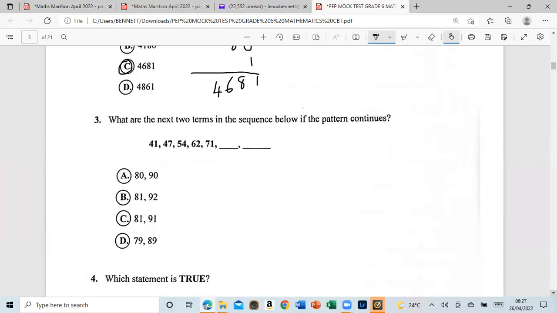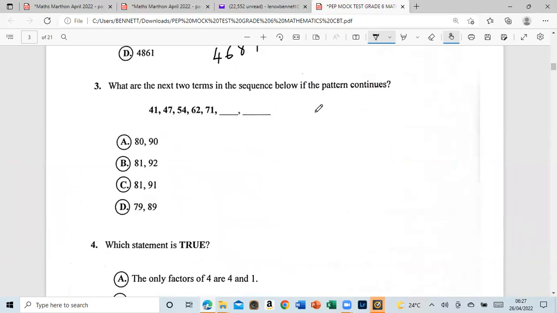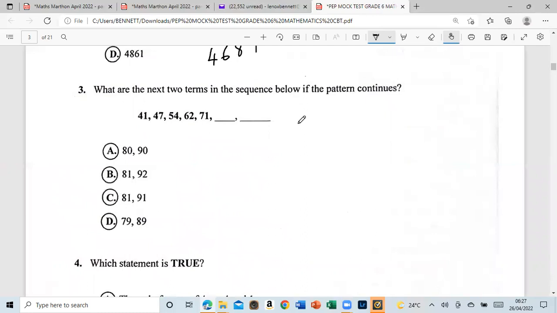Alright, number 3. Go ahead and attempt this one, guys. It says, what are the next two terms in the sequence below if the pattern continues? Go ahead and try that. As I say, guys, this won't be a rush video. This is a mock exam, and I believe it is the most important paper that I'm going to do for the exam. So go ahead and attempt it. And if you're watching the playback, hit the like button, pause the video, and try each question.